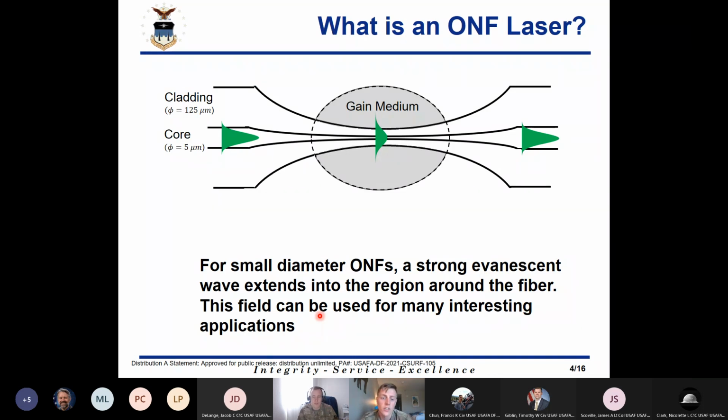So what is an optical nanofiber laser? Here you can see the core and cladding of the optical nanofiber begins at about 125 micrometers. This tapers down all the way until we reach our minimum diameter, and then it tapers back up again, back to a normal optical fiber diameter. The idea here is that for these small diameter optical nanofibers, there's a strong evanescent wave that extends into the region outside of the fiber, and that actually interacts with, in our case, a gain medium, or it can just interact with the environment around it.